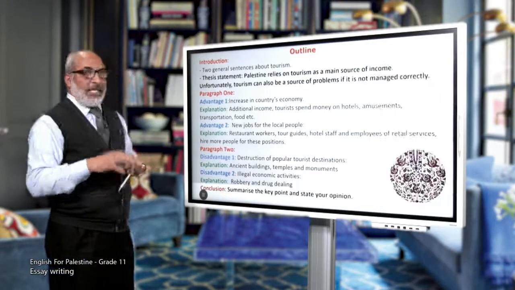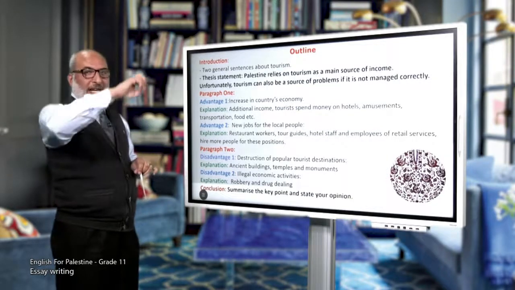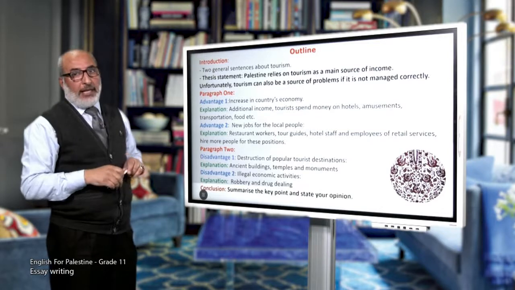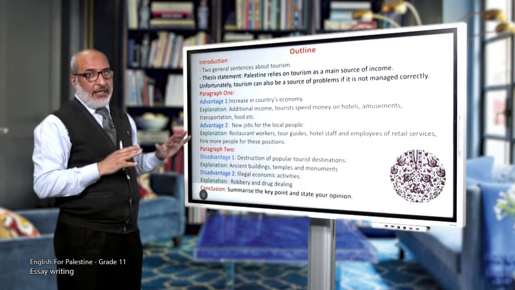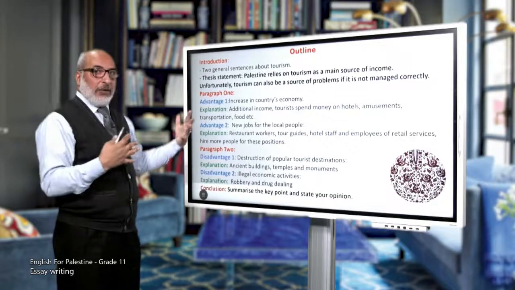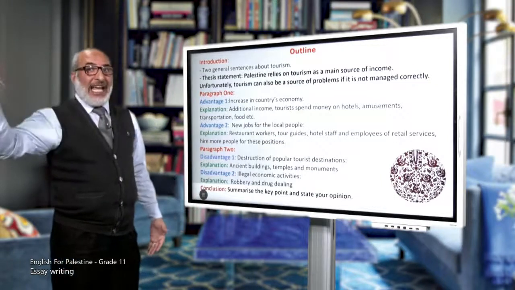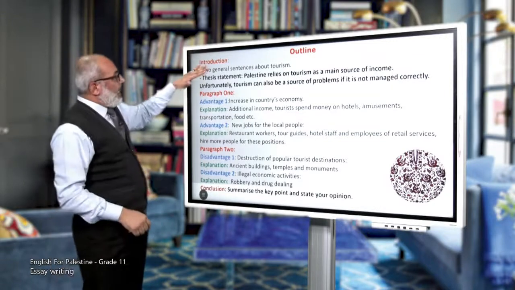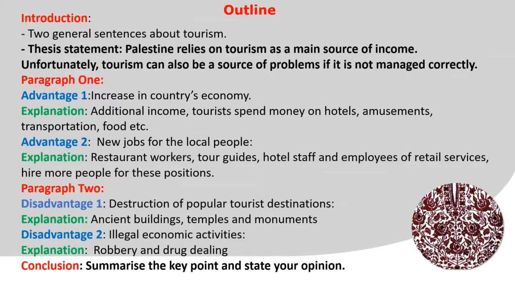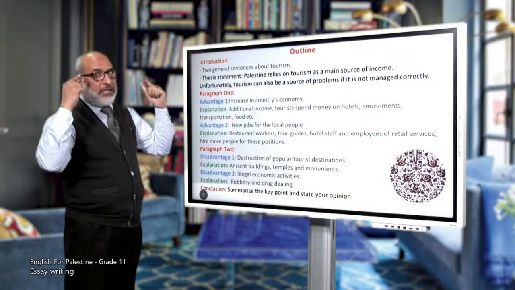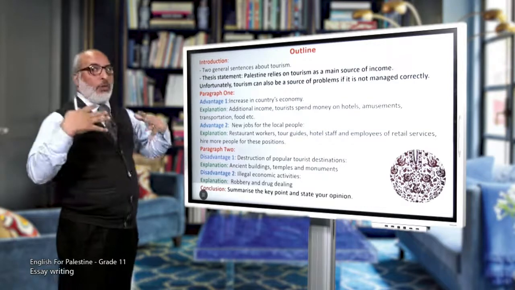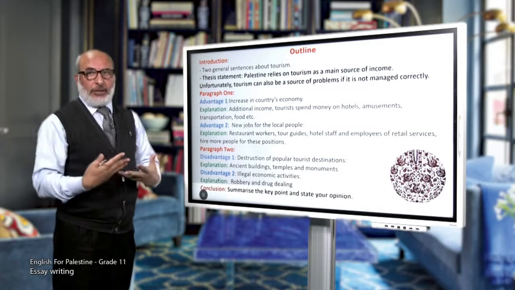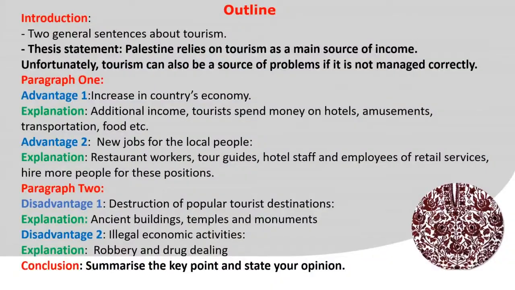Next step is to write an outline for my essay. Please pay attention here because I'm going to show you the outline and you are going to write the essay at home, all right? So let's look here. The essay starts with an introduction. What should you write in your introduction? Actually, start your introduction by writing 2 general sentences about tourism. Then write your thesis statement.